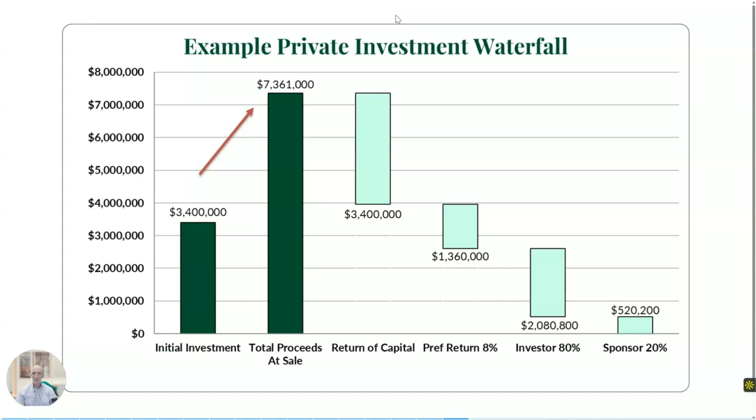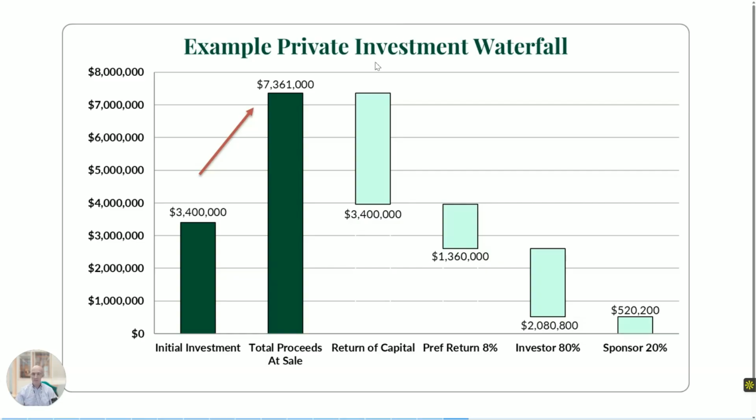All right, everyone, let's look at this visual representation of a waterfall distribution. This is a critical concept in private investments, and it's a section of the PPM you should always analyze closely. It's called a waterfall because it shows how money flows down and is distributed in a specific tiered order of priority, just like water cascading over rocks.